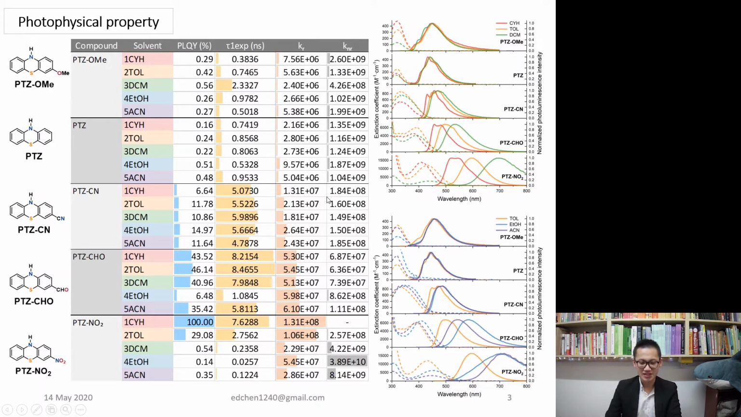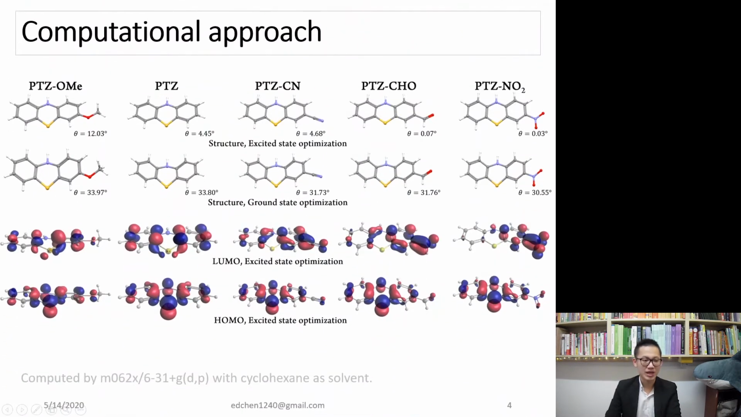Additionally, the radiative and non-radiative decay rate constants gave us some clue in explaining the difference in the fluorescence. For PTZOMe, the radiative rate constant is about 10 to the power of 6. For PTZNO2 in cyclohexane, the radiative rate constant is about 10 to the power of 8, which is very high. Computational approaches were also conducted to elucidate their ground state, excited state, optimized structure, as well as HOMO-LUMO orbitals.